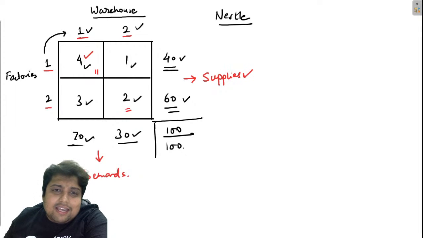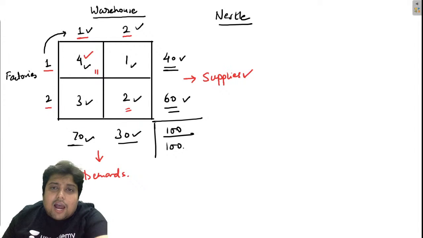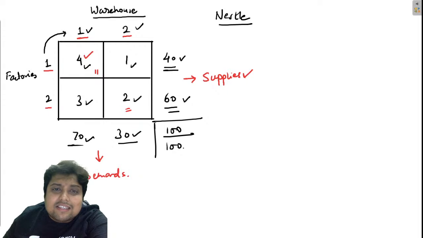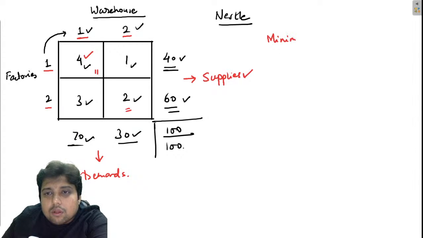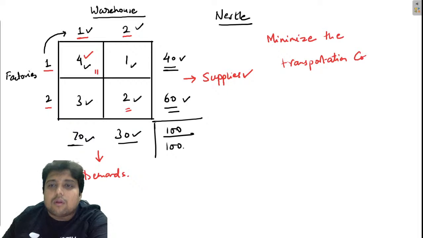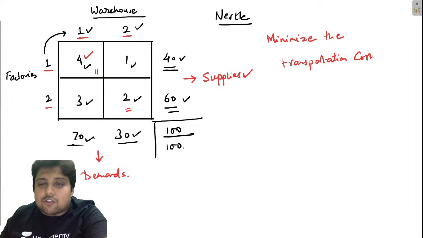And what is written inside here? This is the transportation cost corresponding to a given factory to a particular warehouse. Now the idea is that if this is the transportation matrix, then the objective we have is to minimize the transportation cost.